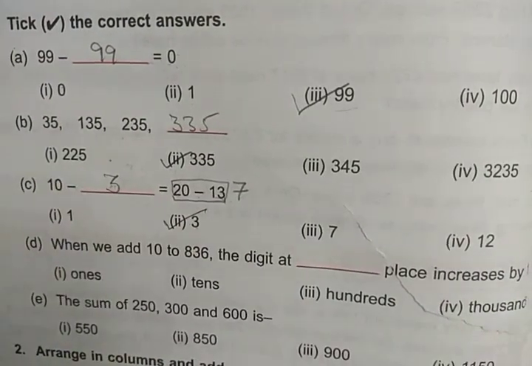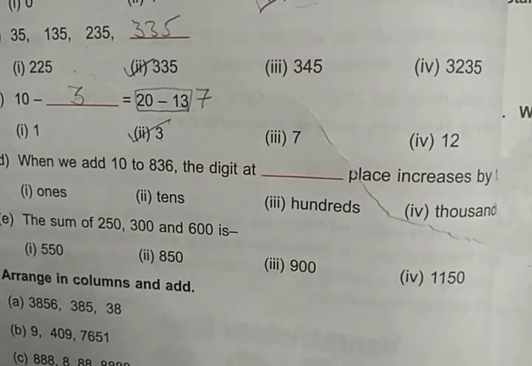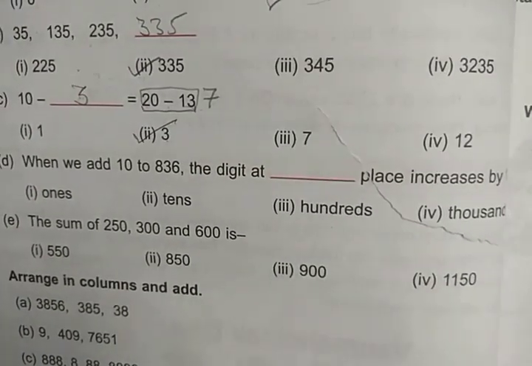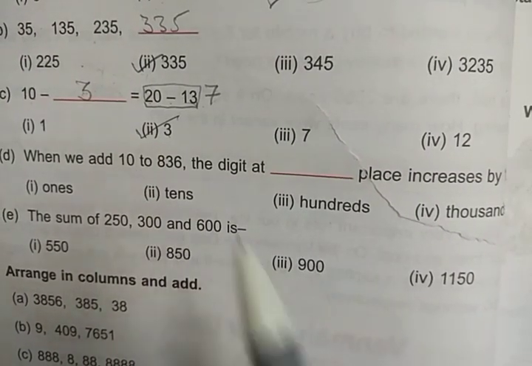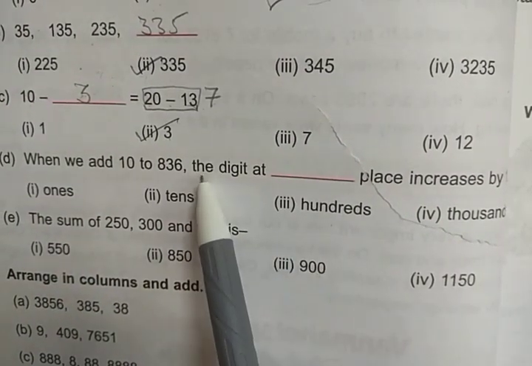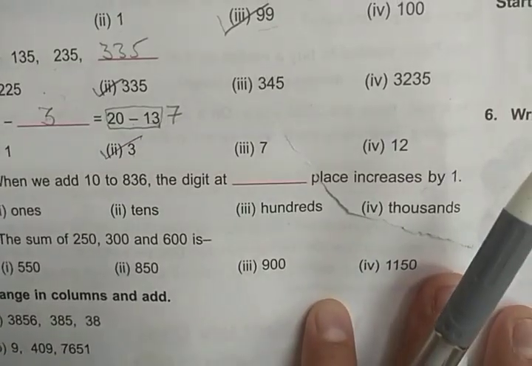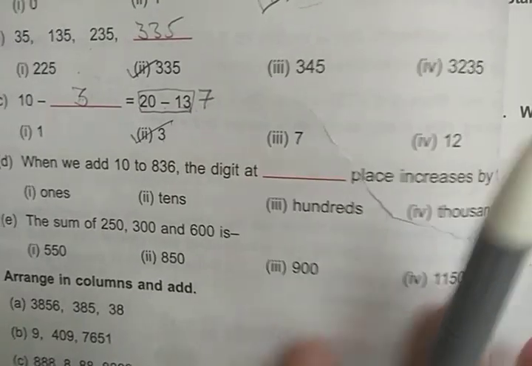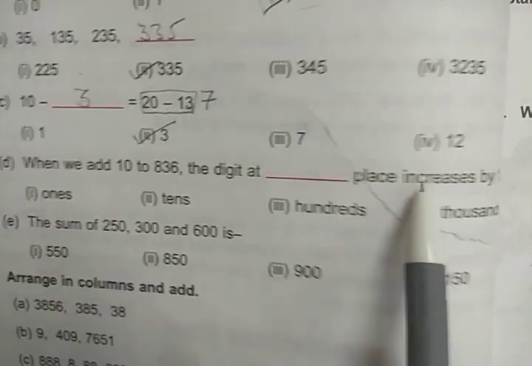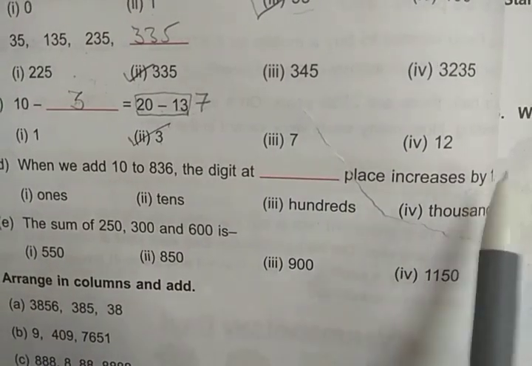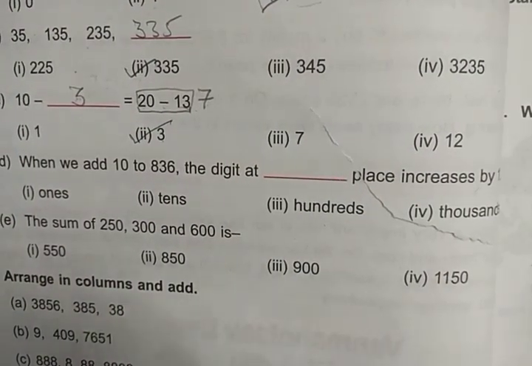Next question, when we add 10 to 836, जब हम 10 और 836 को ऐड करें आपस में, add means plus, you all know, the digit at dash place increases by 1. That means इन दोनों को प्लस करने पे हमारा कौन सा प्लेस की जो डिजिट है वो 1 इंक्रीज हो जाएगी. Let us add them.